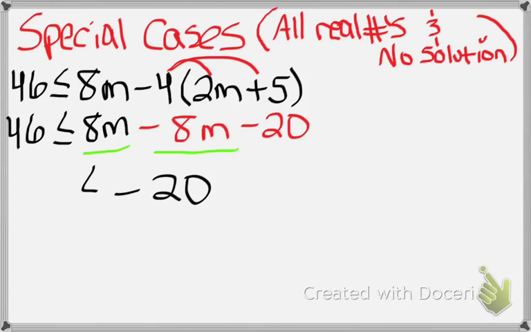So we have negative 20 over there, less than or equal to. So we're left with 46 is less than or equal to negative 20. Well, I think you'll notice that is a bunch of phooey. That is a false statement. 46 is not smaller than negative 20. So when you're solving inequalities, just like with equations, if your variables cancel out and you're left with a false statement, you've got yourself no solution.